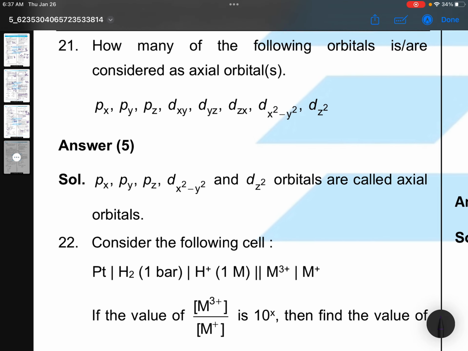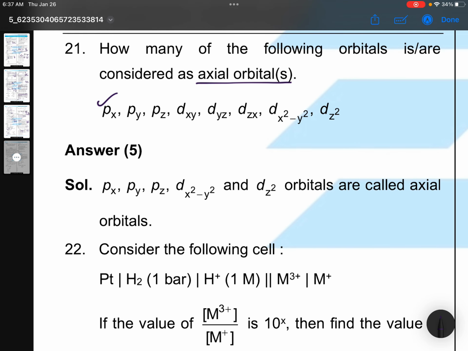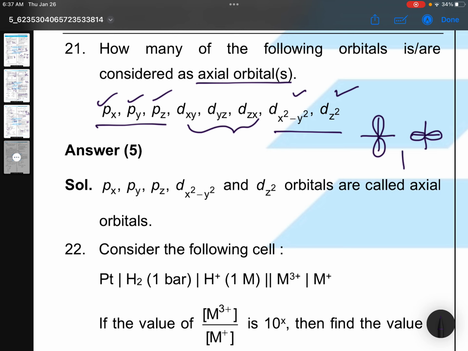How many of the following orbitals are considered as axial orbitals? p, dx square minus y square and dz square. These are axial orbitals because they are along the axis. If this is the x-axis, px; if this is the y-axis, py; if this is the z-axis, pz. This is dx square minus y square, this is dz square.